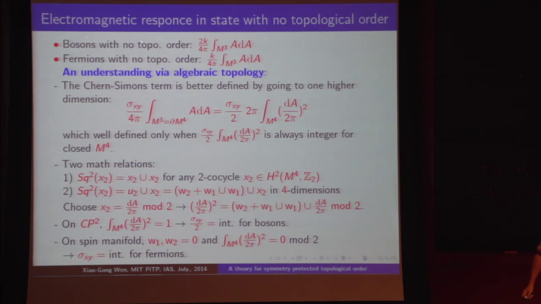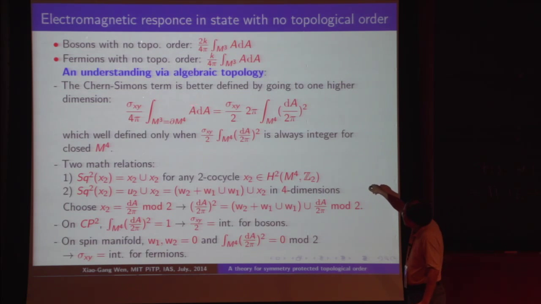Actually, this phenomenon is kind of interesting, because we claim that for bosonic SPT states, their electromagnetic responses are restricted. It can only have an even integer Hall coefficient. Or in another way, when you integrate out the matter field, we at most get a Chern-Simons theory with an even integer coefficient. So this is somehow a general property of any bosonic system without topological order. However, for fermion systems without topological order, we know that this is different. The coefficient can be an integer, and does not have to be an even integer. And there is some kind of algebraic topology way to explain this. It's really in line with what Ed talked about yesterday.